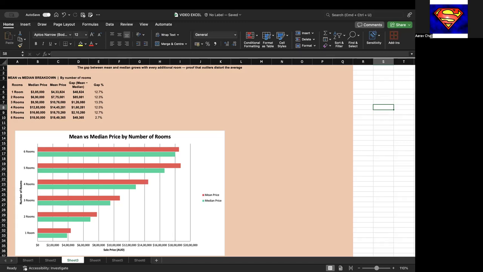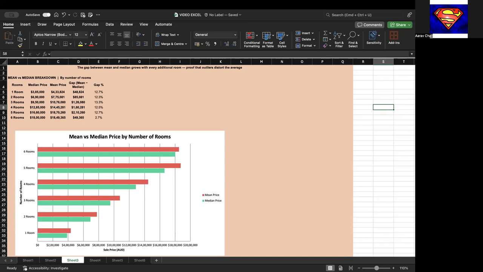For one room homes, the difference exists. For two room and three room homes, it becomes clearer. For larger homes, the gap becomes even more visible. This means that even when properties are grouped by size, expensive outliers still influence averages. So, distortion is not only a citywide issue, it also exists inside smaller, comparable categories.